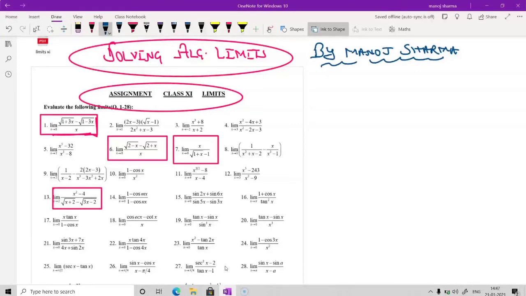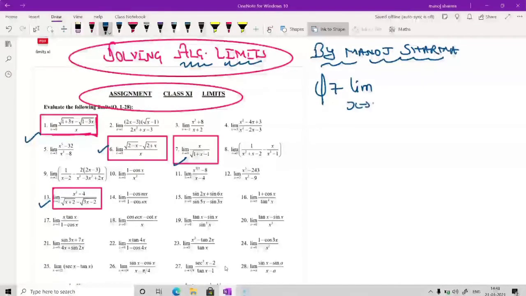So for solving limits, I have basically marked these as algebraic limits. You have seen that I have marked these questions. These questions more or less belong to the same category, and you can see a square root in all the questions. Now how to solve? If I take question number 7, which is the easiest one, it is limit x tends to 0, x under root 1 plus x minus 1.